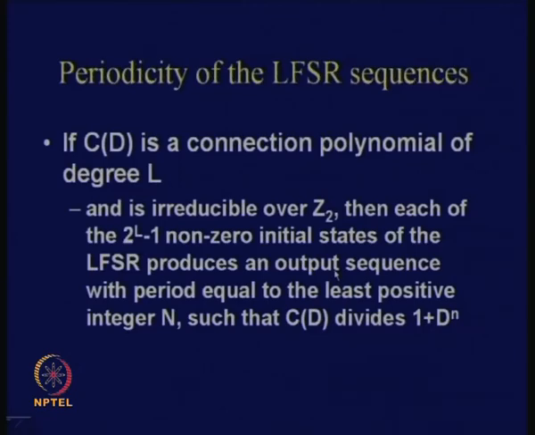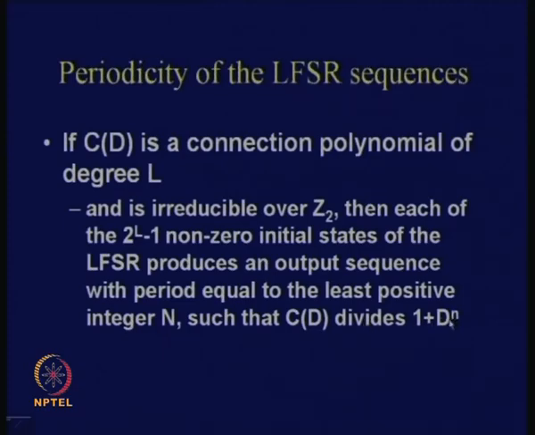And what is the periodicity? The periodicity will be the minimum integer value N for which the connection polynomial divides 1 plus D to the power of N. So, that is the minimum such value for which it divides. So, this n will actually be a capital N. There is a mistake, this integer N and that integer N.